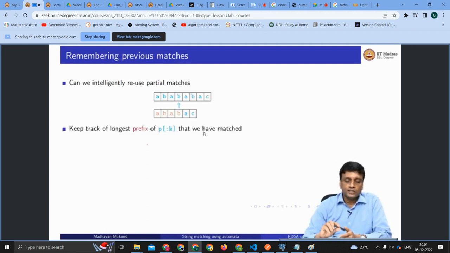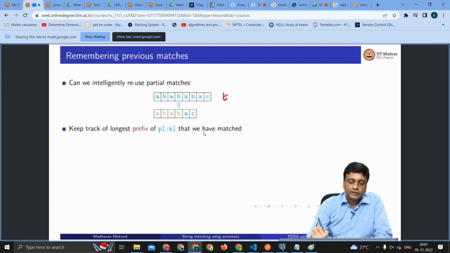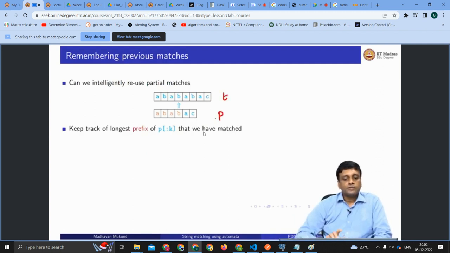Supposing we are trying to search, this is my text on top, and this is my pattern. So I'm searching from the left. When I reach this AB, and I have not yet found a mismatch in my text, I have implicitly found a prefix of my pattern in the text so far. That is the letters AB in orange in my pattern. So we have a prefix that we have matched so far.